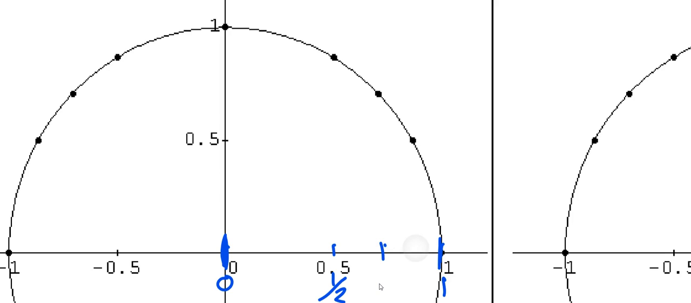These other 2 marks that I'm putting on here are radical 2 over 2 and radical 3 over 2. Do you see that they are in order?